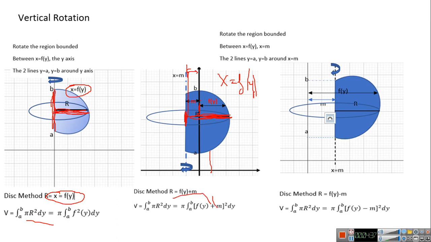So we replace it. And if you want to rotate this picture, you can see that this is the radius. So I need to find the radius here.